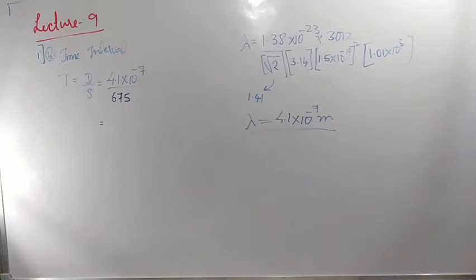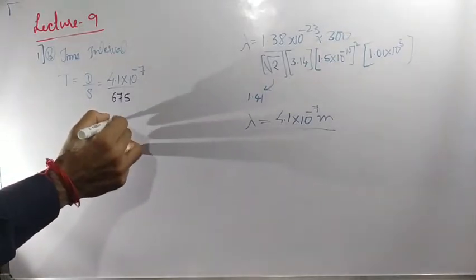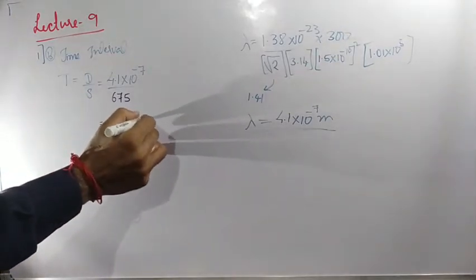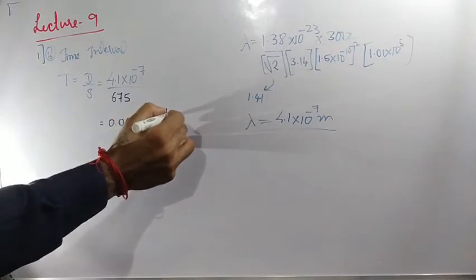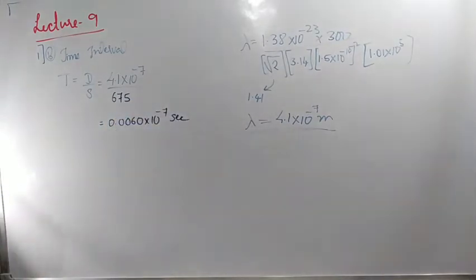Yes, anyone got? 0.0060. Correct? 0.0060 into 10 to the power of minus 7 seconds. Correct? Shall we go to next question?